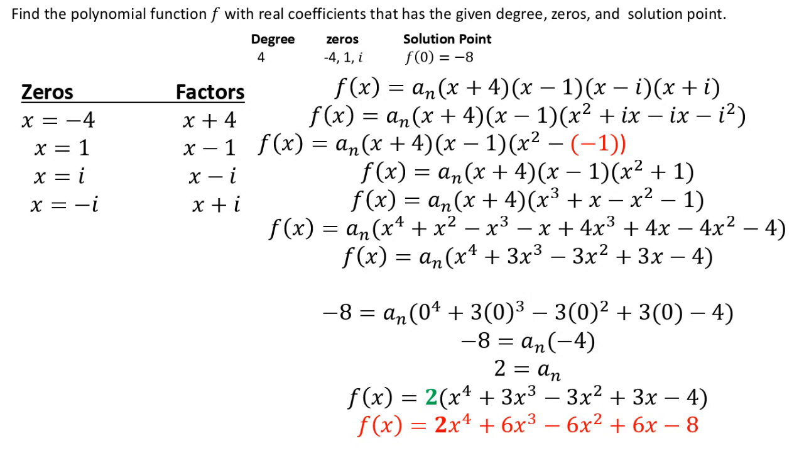And we've done it. With these zeros and the solution point, we're able to get the specific polynomial that satisfies these conditions. And again, we came up with a degree 4, and we had a degree 4.